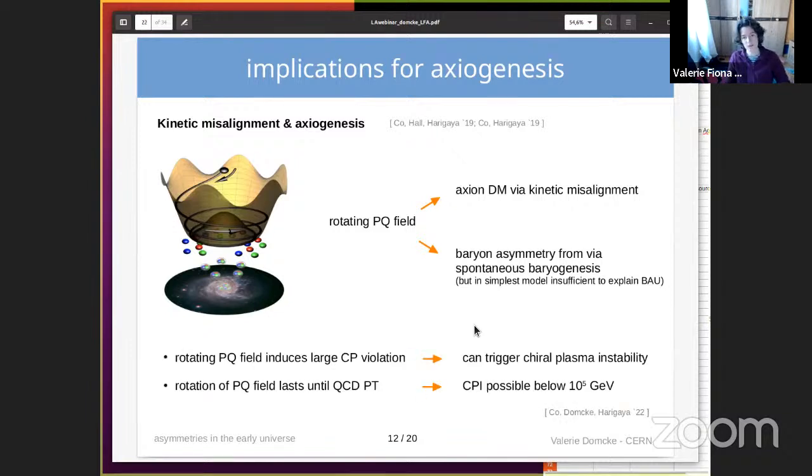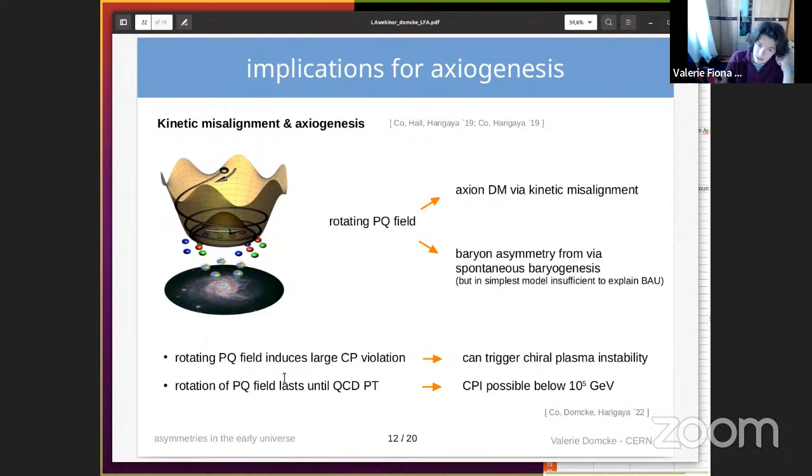This model has two regimes: before you settle into the rim, and once you settle into the rim. And what is important for our purposes is that as soon as you have this rotating field, that's a source of spontaneous CP violation, right? It induces chemical potentials in all the particle species, and hence it can trigger the chiral plasma instability.